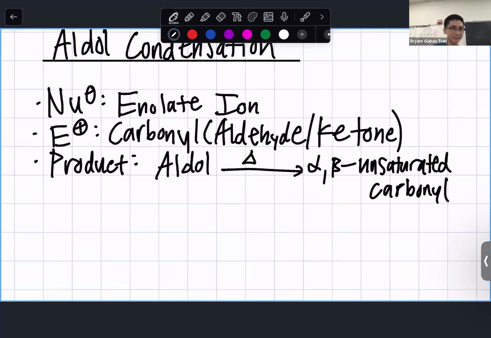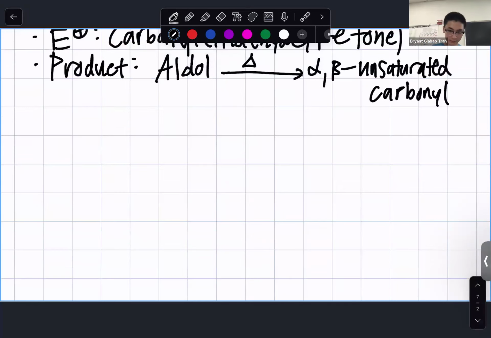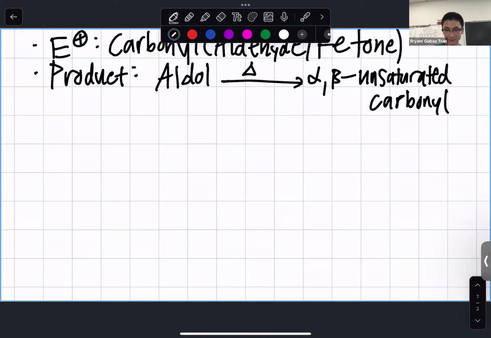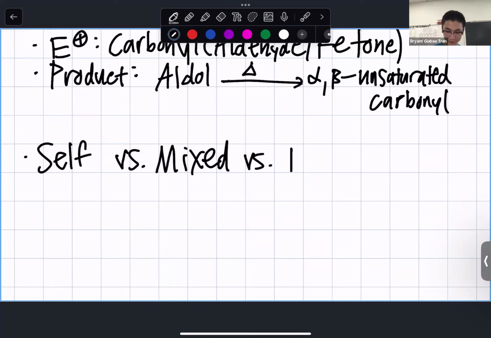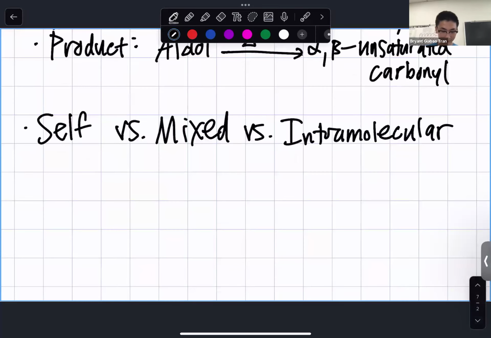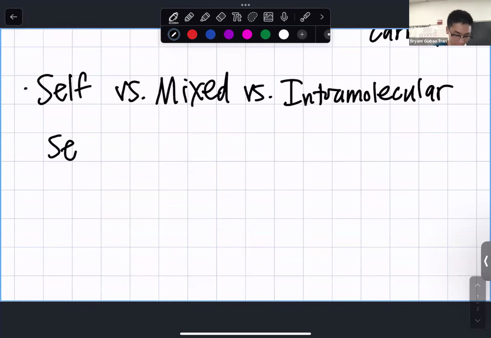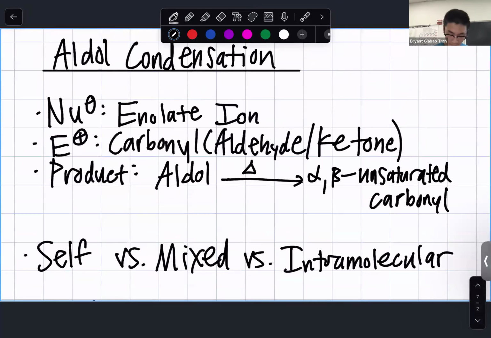Okay, let's look at an example here. There are going to be three types of aldols that you could do: self-aldol versus mixed aldol versus intramolecular aldol. Let's look at the self-aldol first. Let's say we have this aldehyde here with 3 alpha hydrogens.